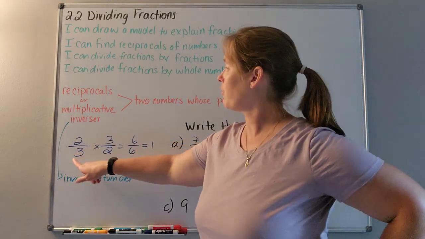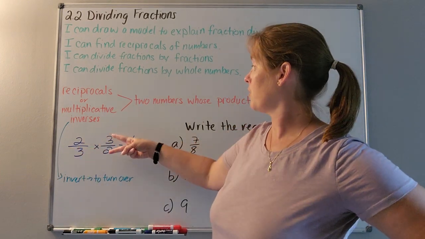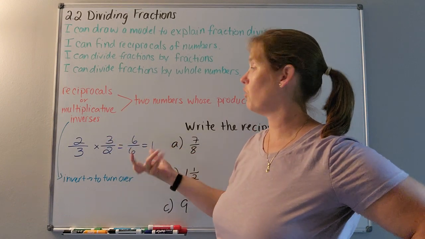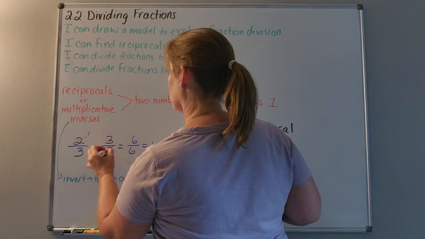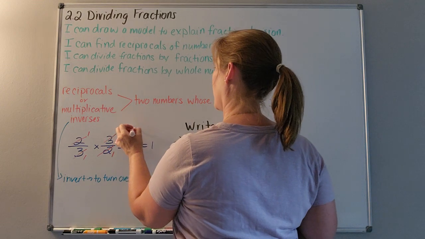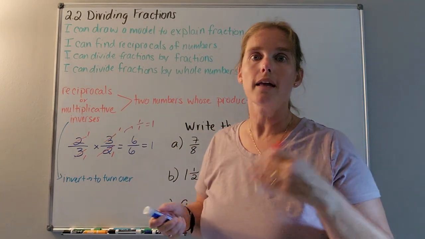So what we see is we have a fraction, 2/3. If I multiply it by its reciprocal, 3/2, I get 6/6, which is 1. Or if we cross canceled, watch that. The 2's cancel to 1, the 3's cancel to 1's, and now we instead have 1/1, which is 1. So that's the way that works.